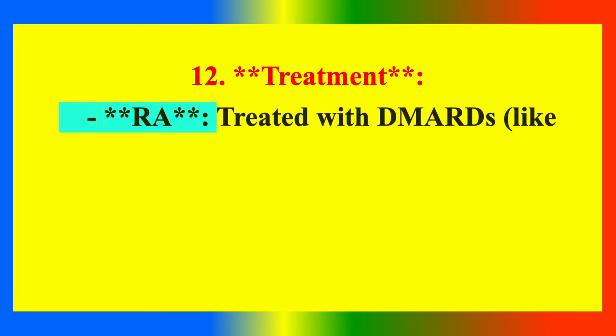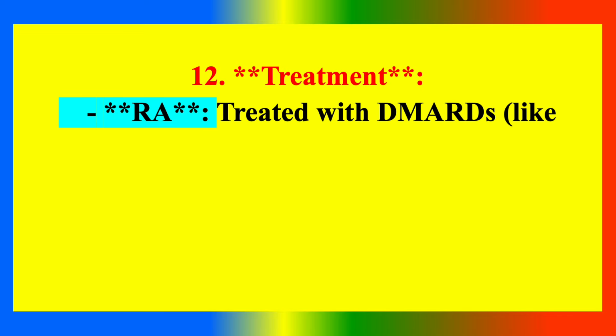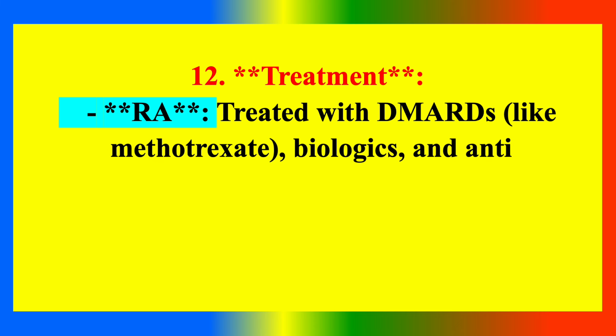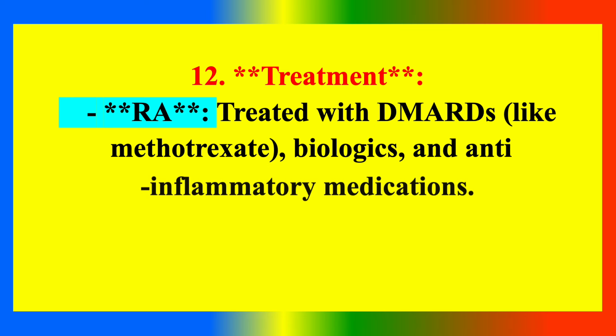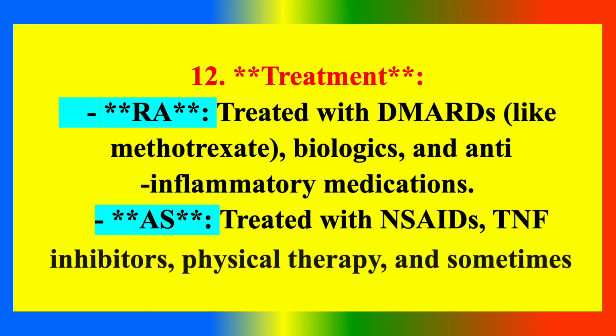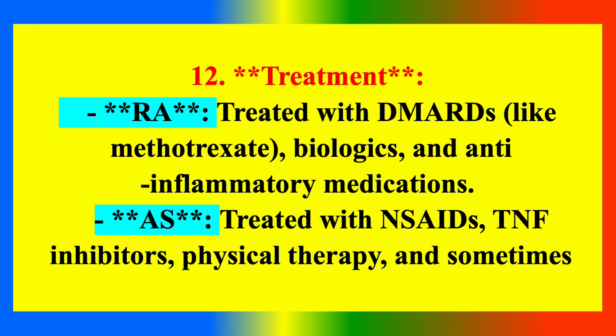Twelve, treatment. RA is treated with DMARDs like methotrexate, biologics, and anti-inflammatory medications. AS is treated with NSAIDs, TNF inhibitors, physical therapy, sometimes DMARDs.